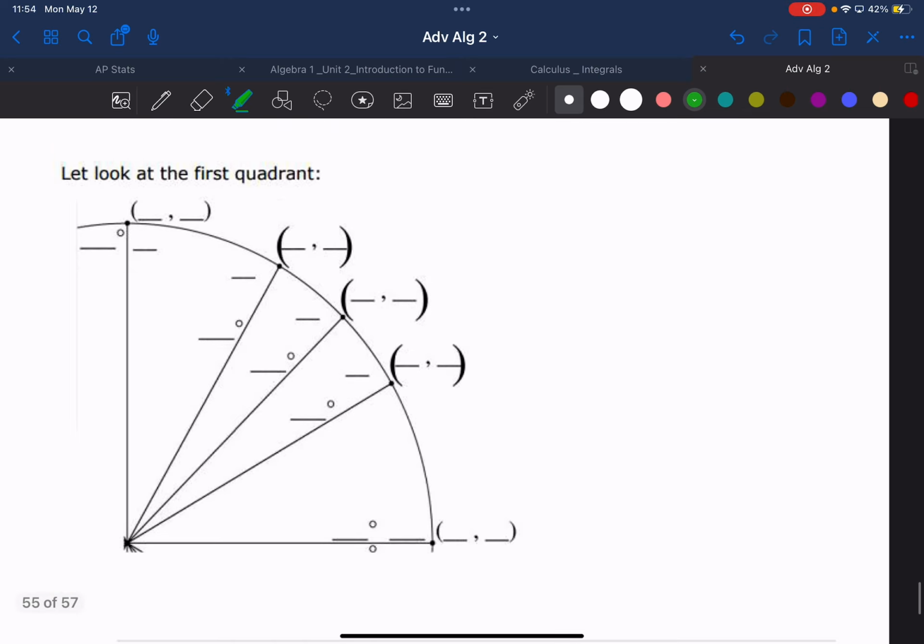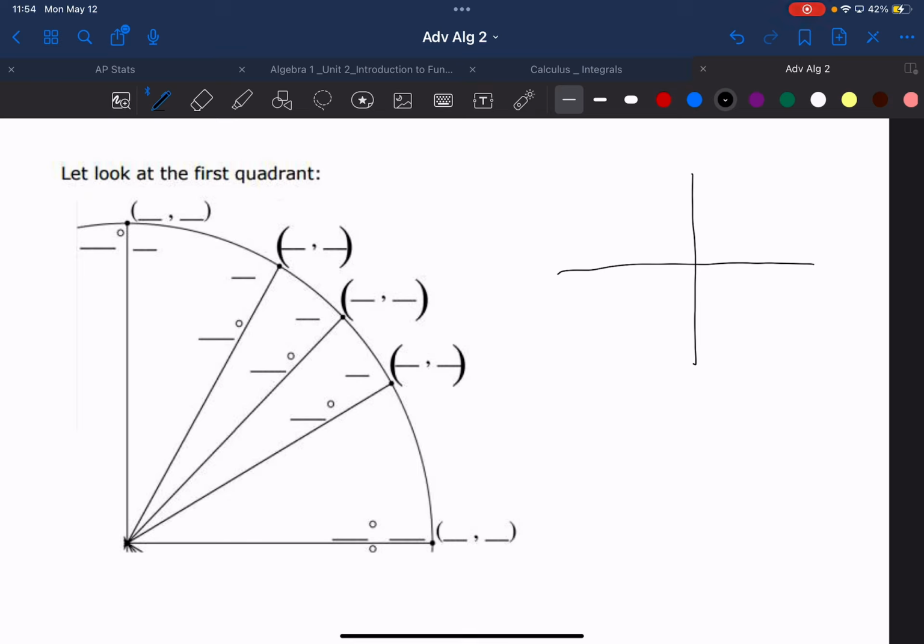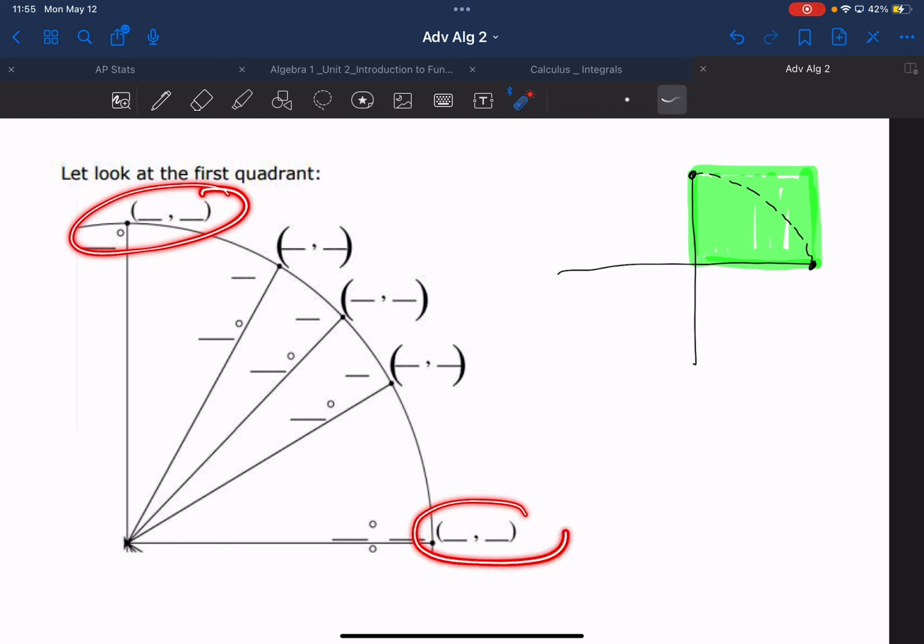So first, we're going to look at the very first quadrant. And remember, if we have a coordinate plane, the first quadrant is this top portion here. So we're only looking at this top portion. And then here is the diagram of the circle that we have a zoomed in version of. So first what we're going to do is identify what these 2 points are on the graph. So this point up here and then this point down here.